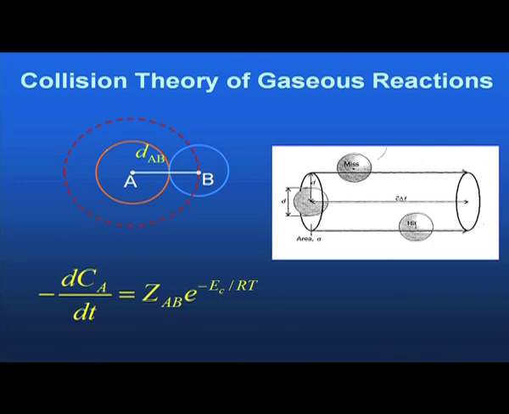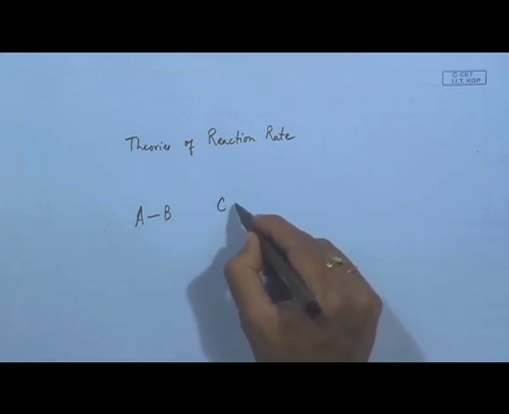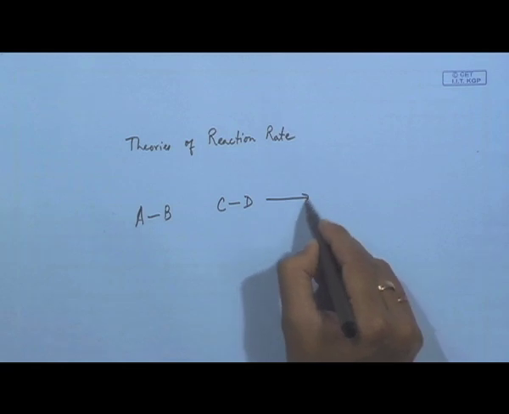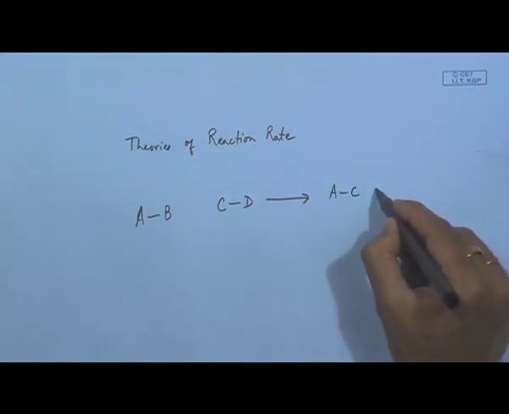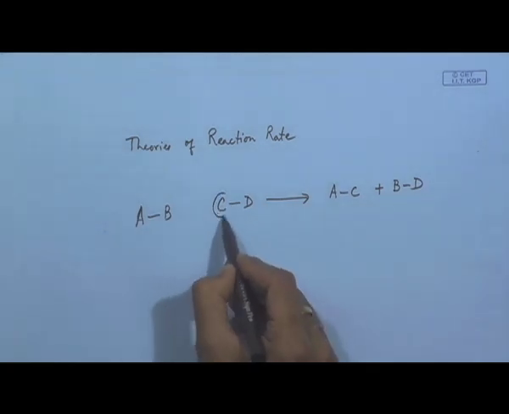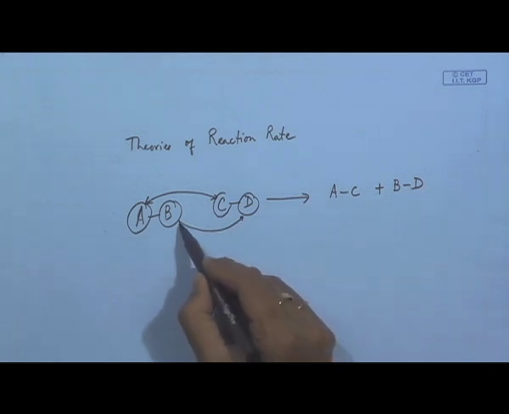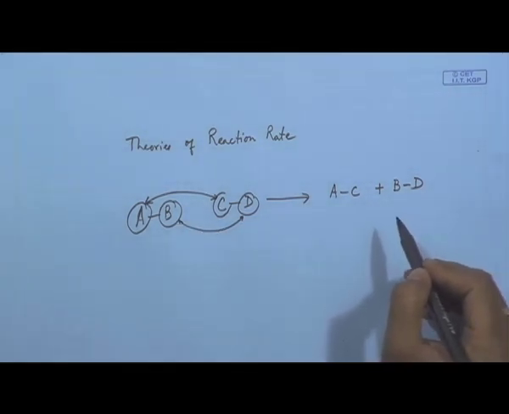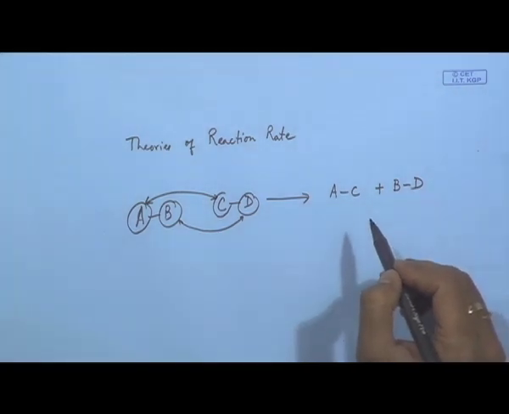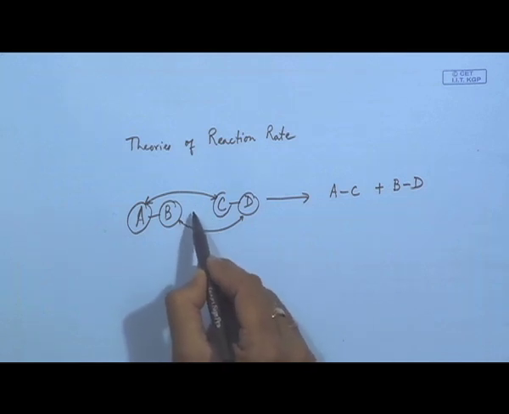When we consider a simple gas phase reaction, say AB, a molecule, reacting with CD, another molecule, giving rise to AC plus BD, it is a kind of exchange of portions: these two portions are attached, and these two portions are attached as the result of this reaction. The simplest way to realize why this happens is to consider that a collision happened between these two.